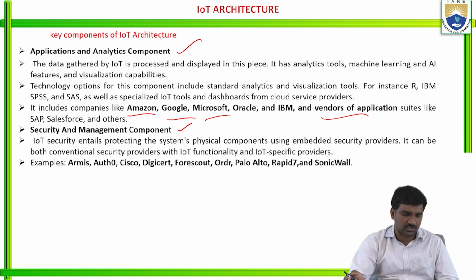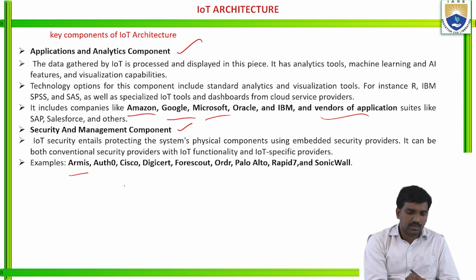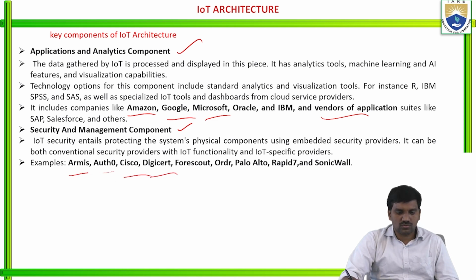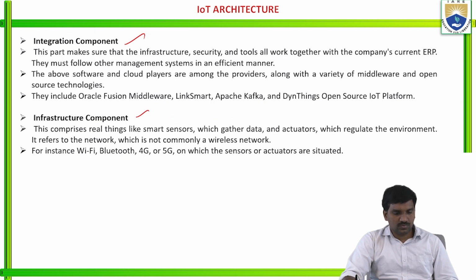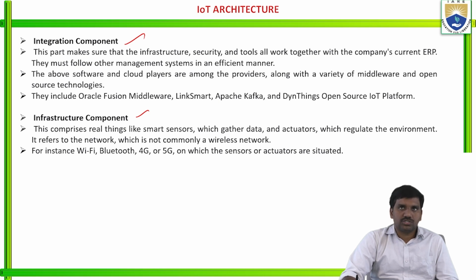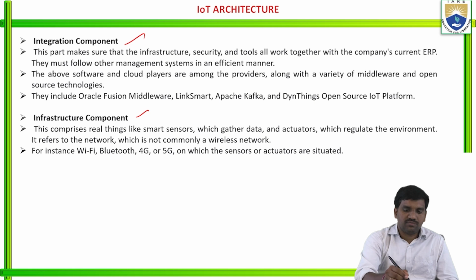In terms of security and IoT management components, we have vendors like Armis, Auth0, Cisco and others. Next, the integration component. This part makes sure that the infrastructure, security and tools all work together with the company's current ERP. It must follow the management systems in an efficient manner.